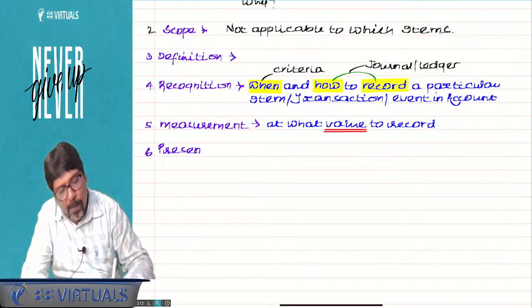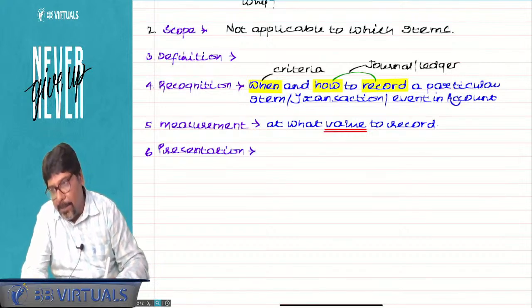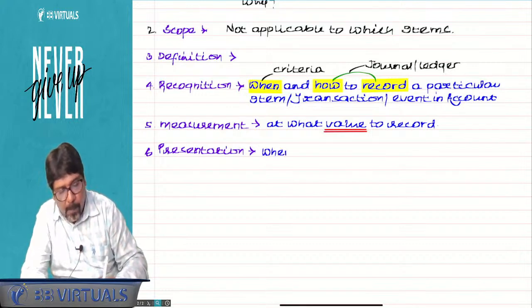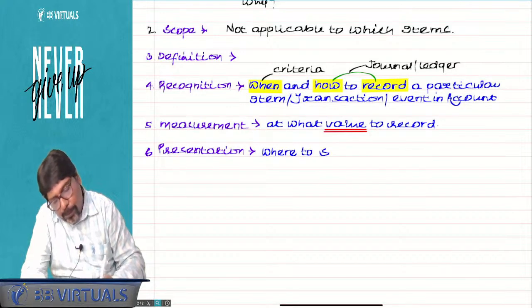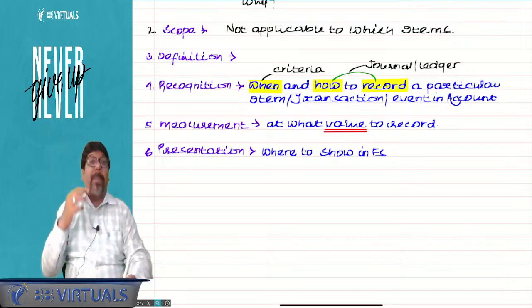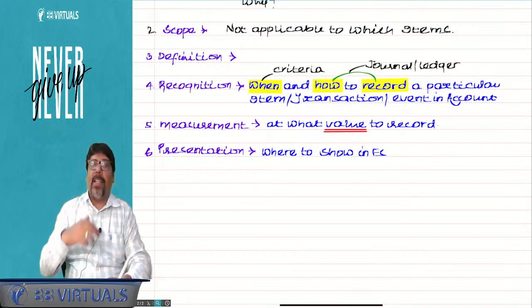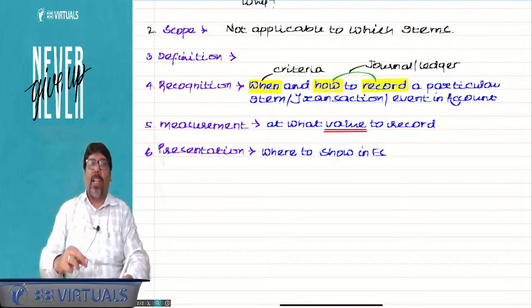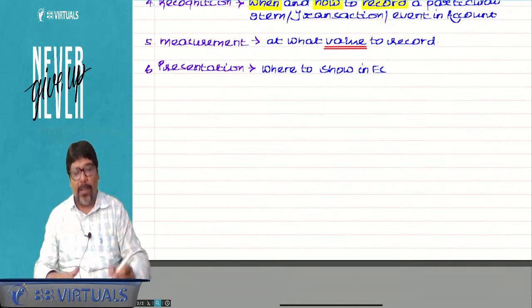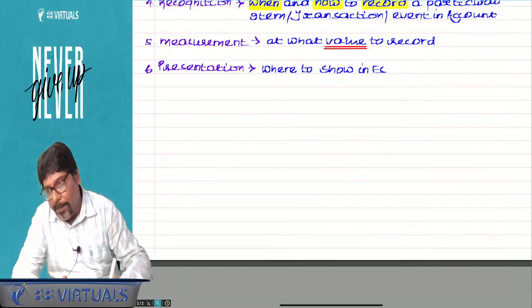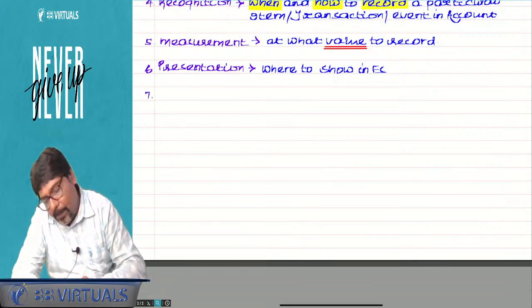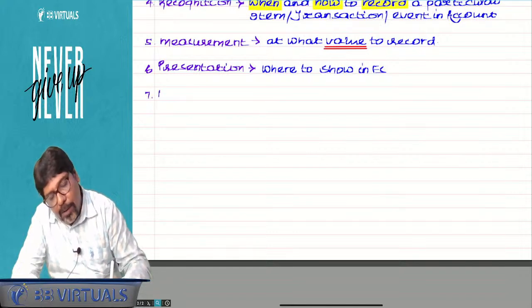Presentation. Where to show in the financial statement. It will go in PL, it will go in balance sheet, it will go as income, it will go as expense, it will go as asset, it will go as liability, it will go as current asset, it will go as non-current asset. Are you understanding? Everything that is presentation. Where to show. 7. Disclosure.